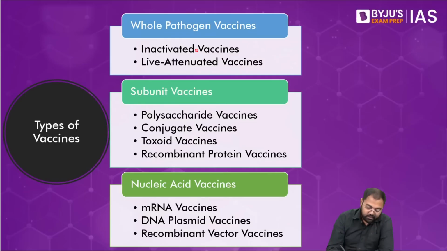Then after that, you have the subunit vaccines, which are vaccines where some part of the pathogen, some part of the toxin, is used. That's why these are called subunit vaccines. Not very important from an examination perspective. Then we have nucleic acid vaccines. These are the ones where some kind of genetic material is inserted inside the body. When genetic material is inserted inside the body, these are called nucleic acid vaccines.